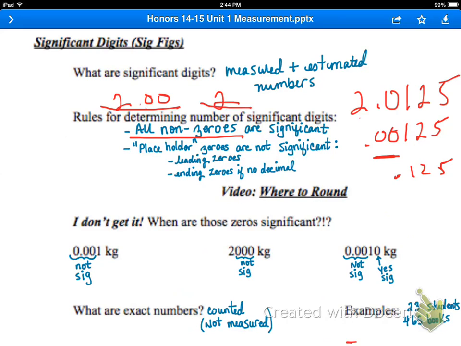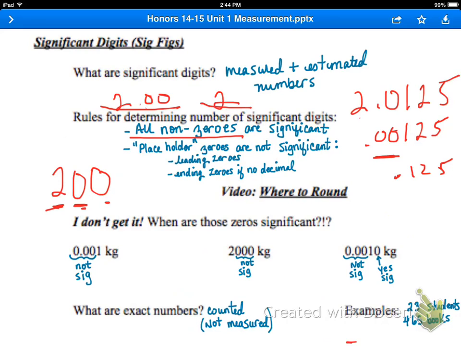Also, if I have the number 200, I may know for certain this number in this number and not this number, or even not this number. Ending zeros, if there's no decimal point, are not significant. What I don't know is, do I know there's exactly 200 things, or am I estimating 200?